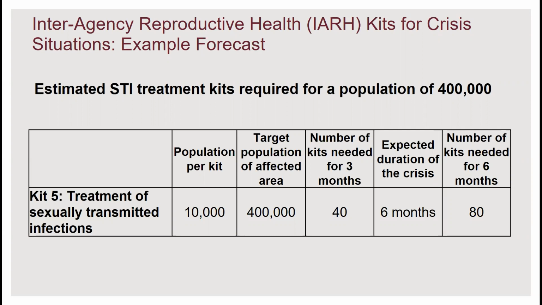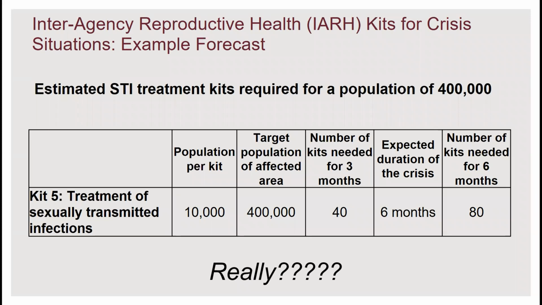So if we then adjust and multiply the number needed for the number of 3-month periods we think the situation will last, we'll get a total number of kits. In this example, our total forecast period is 6 months. So that would be 80 kits. And if we're using this methodology, we would do the same kind of calculation for each kind of kit.